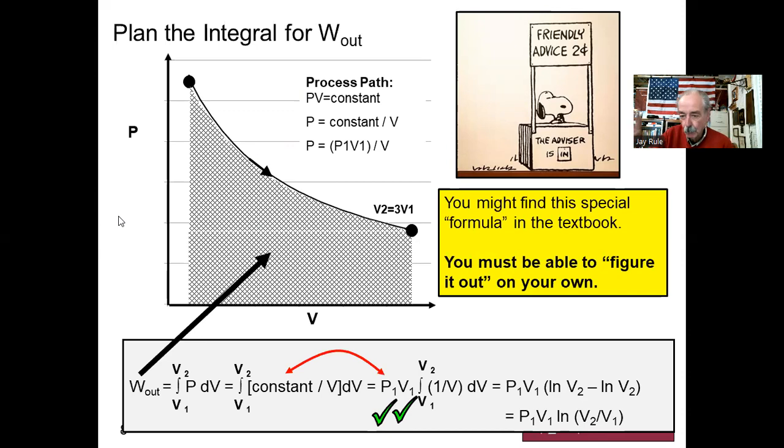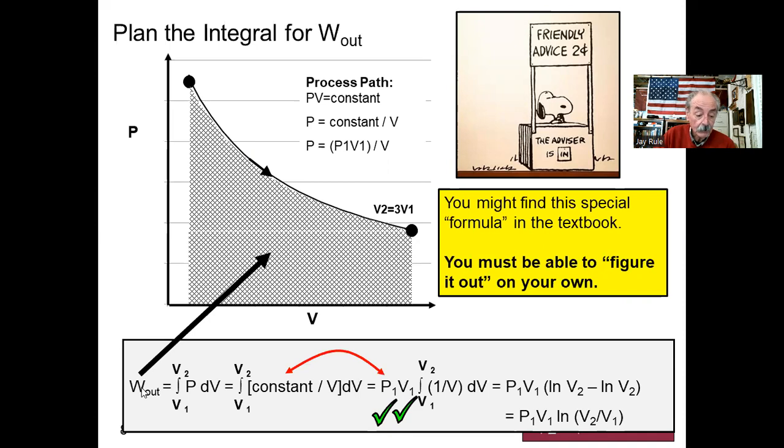So some more friendly advice. If you can't do the integral, you might start searching in your textbook for an example problem, or for some reading in the text where I'm going to get the formula for this special type of process where PV equals constant. I may be able to fish out a formula from the book. I want to suggest that's not a good approach. For success in quizzes and tests, you must be able to figure this out on your own rather than seeking a formula.